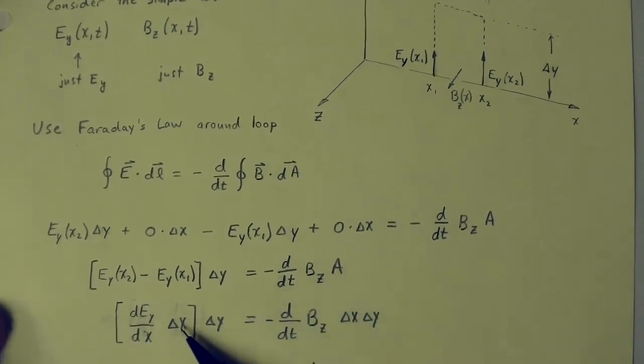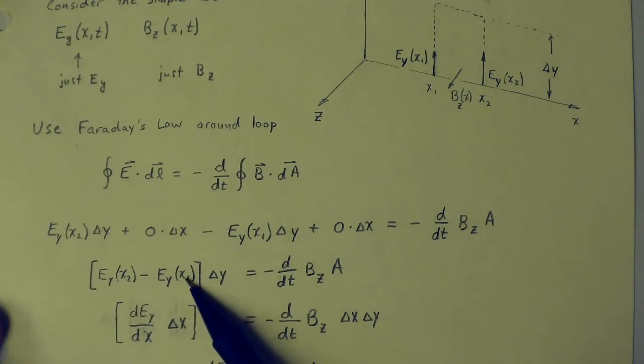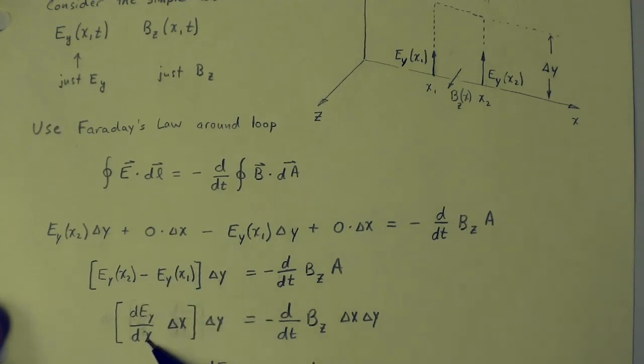Now, if you remember a little bit of calculus, you can say that the change in some quantity from x2 to x1 can be expressed as the rate of change times the difference between x2 and x1. How steep is the function of the electric field? How quickly is it changing times how far did we go? That will give us the difference between the two values. So that's how I've written that. Then multiplying by delta y.